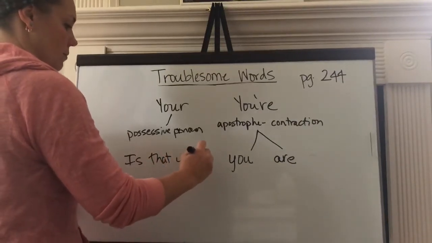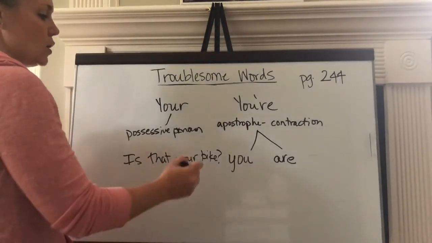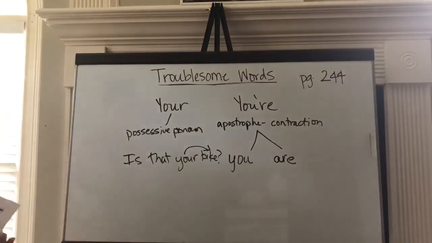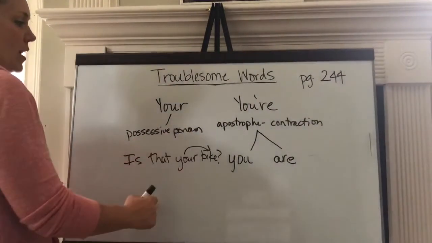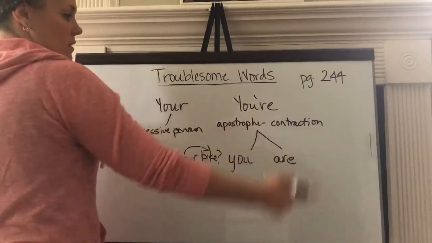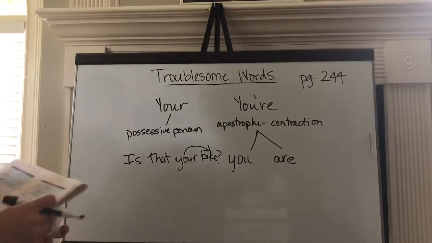Again, is that your bike? Okay, who's owning that bike? You are. That's showing possession. You're owning something. Possessive pronoun, okay? So if you see an apostrophe with a pronoun, it means contraction. If it's in this form, it's just the possessive pronoun, okay?